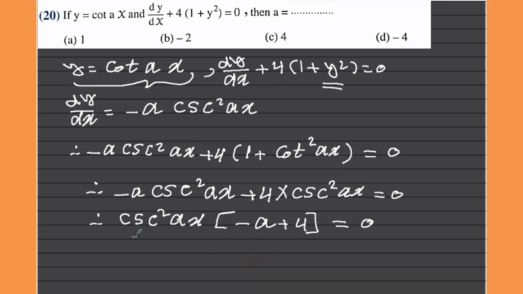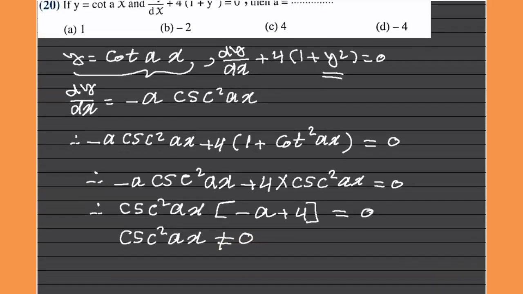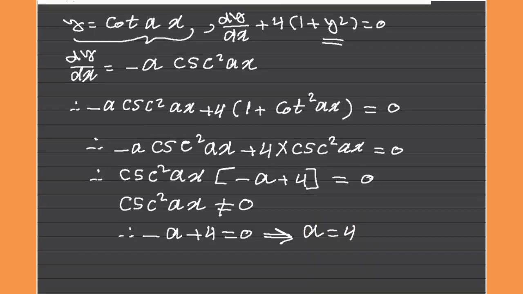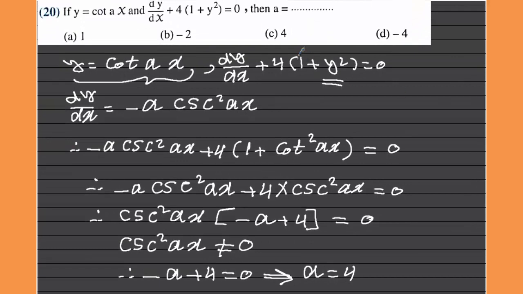Okay, cosec square ax is not equal 0. So negative a plus 4 equals 0. It means a equals 4. And we will choose letter C. The answer is letter C.